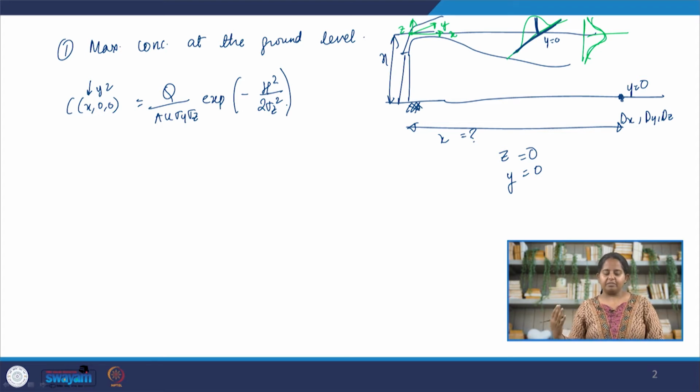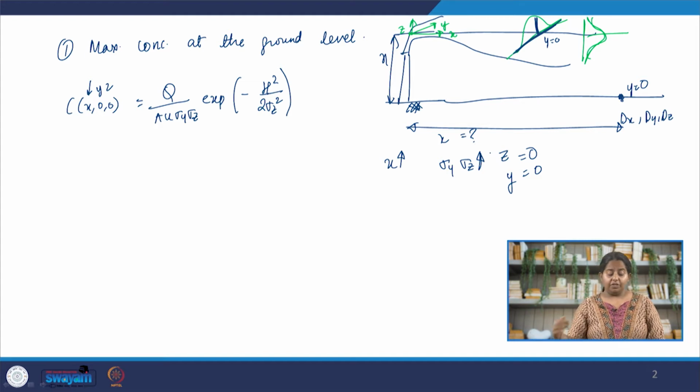Now, let us suppose, why do I believe that there will be a situation where the C will be maximum? The reason for that is because let us look at this system. As x increases, x is the distance in the downwind direction, sigma y and sigma z change, they vary with x. What happens is that as x increases, both sigma y and sigma z will increase.